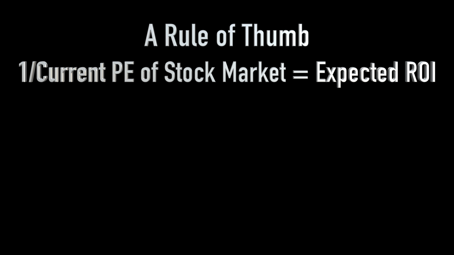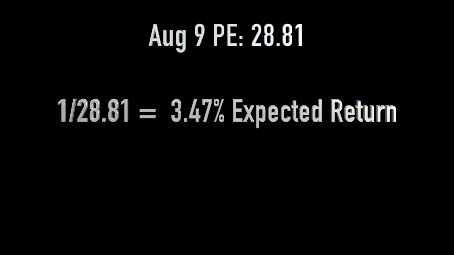So I'm going to give you guys the example of right now, as of August 9th, 2020, the stock market PE of the S&P 500 is 28.81, which is super high. So 1 divided by 28.81 is 3.47%. So as of August 9th, you can expect, historically speaking, a 3.47% return from the current levels.